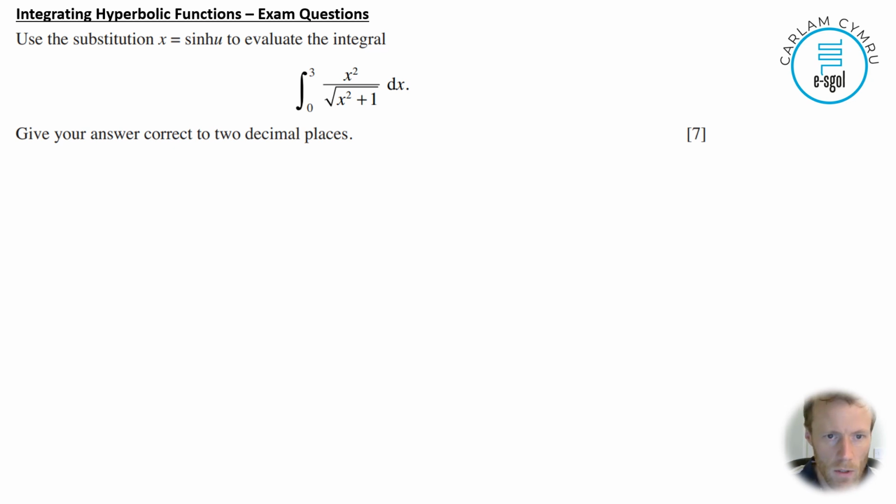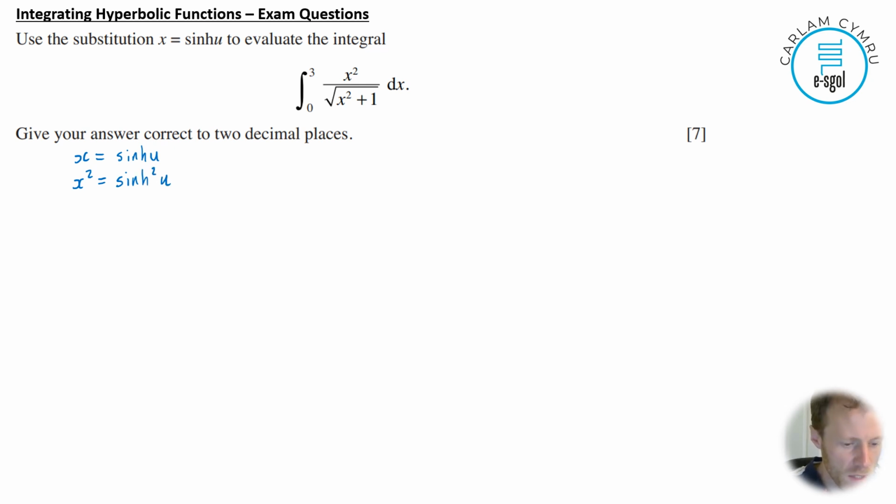Okay, so let's have a look at a slightly harder integration question. It's an integration by substitution, which is quite common. This one, they've given us the substitution, which is nice. So we've got x equals sin u. I can see I've got an x squared there, so I'm just going to square this. x squared equals sin squared u.